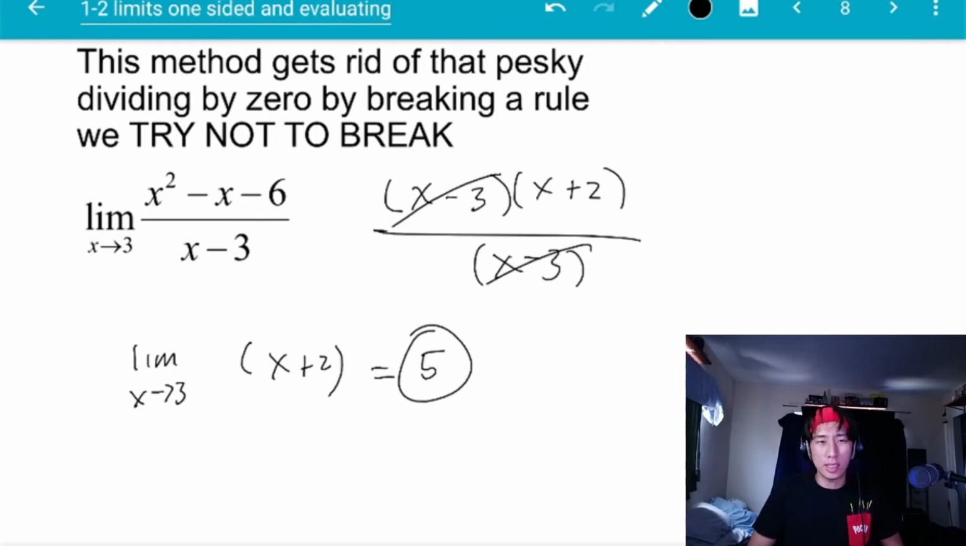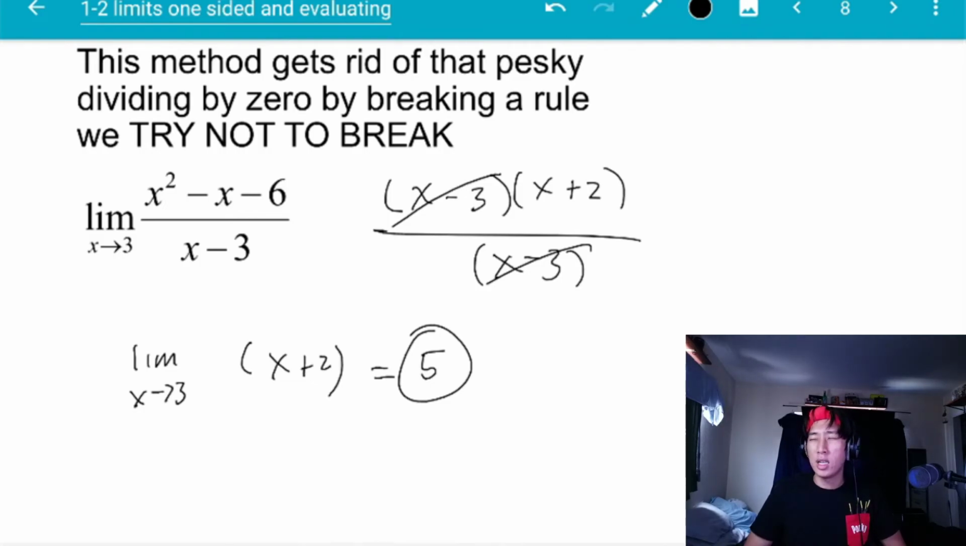Any questions on this? This one just takes time to see. Like, you just got to see, oh, maybe I'll try factoring it to see if that works. But like 90% of the time it's going to work. 10% of the time it's not going to work, where it's just going to be you cannot factor, or you cannot take the limit of this.